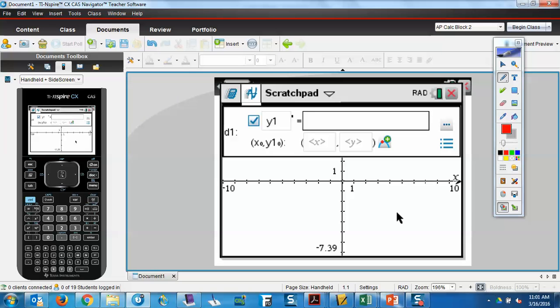Normally we go to function mode, right? Sometimes we went to parametric mode. Now we're going to go down to differential equation mode, which is number 7. And we've done this before, actually. I think we've done differential equation. Okay? So it looks like this.